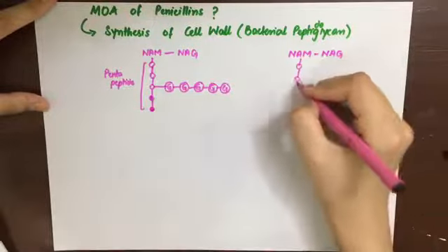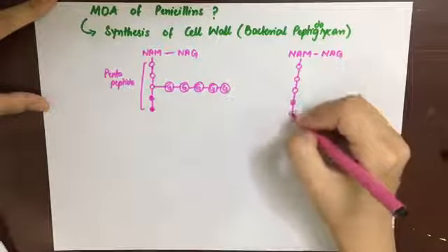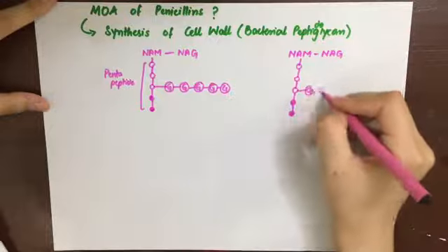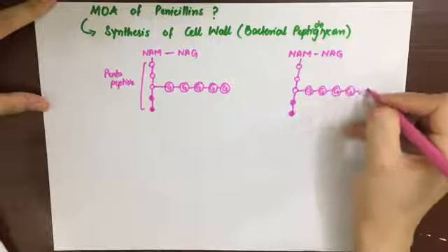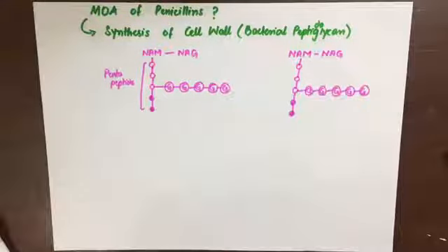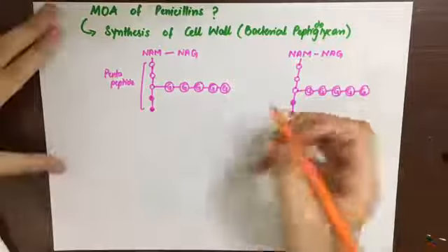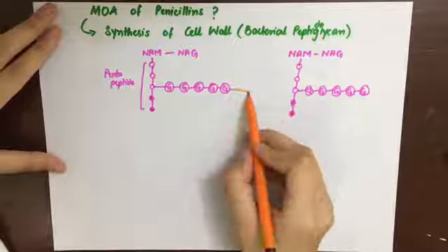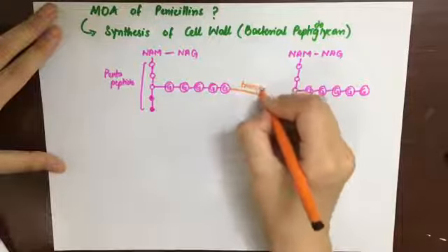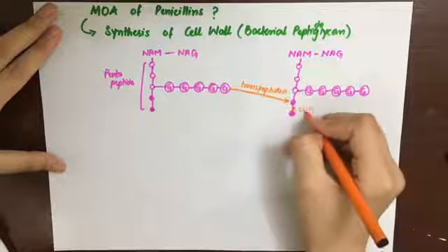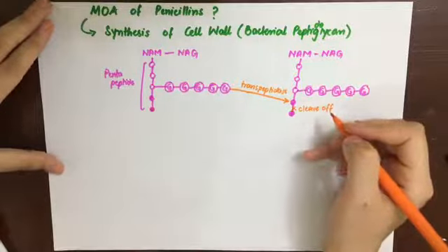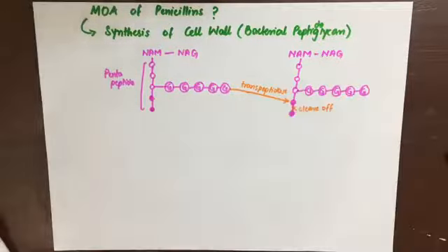To its third amino acid is attached a pentaglycine chain, and this pentaglycine chain needs to bond to the fourth D-alanine amino acid of another N-acetylmuramic acid. This bonding has to occur in the presence of an enzyme known as transpeptidase. In this process, it also cleaves off the terminal 5 D-alanine amino acid.